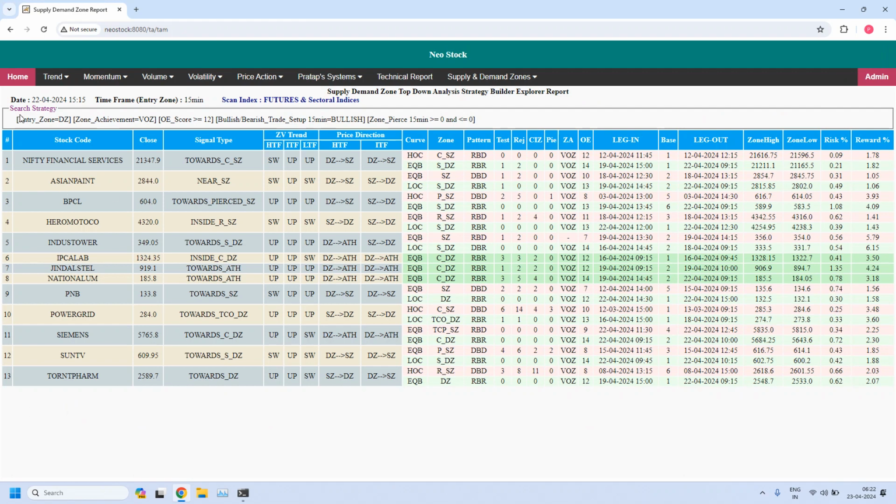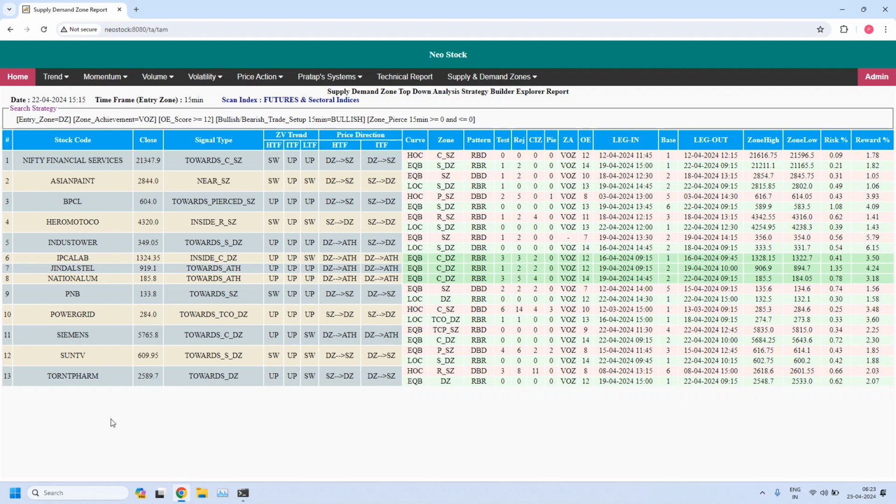You can also look into this search strategy. Entry zone is a demand zone. Even before that, entry time frame is 15 minutes. Your entry zone is demand zone. And in bullish or bearish trade setup, for 15 minutes we selected bullish. That means it is a bullish trade setup. So all these 13 stocks are supporting bullish trade setup for daily income trade.